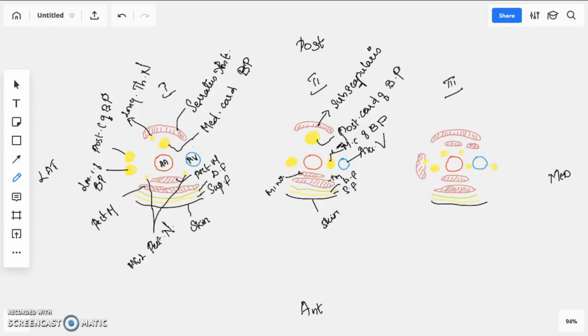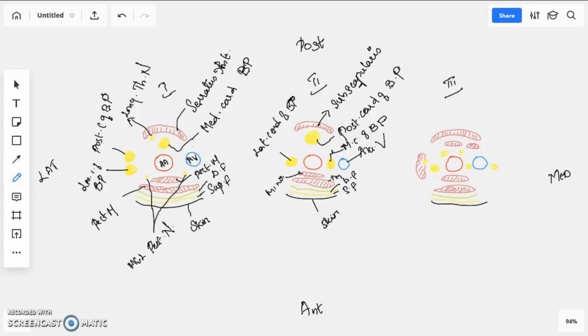The second part is very easy to remember. We have posteriorly the posterior cord of the brachial plexus, medially the medial cord of the brachial plexus. So obviously in the lateral part we will be having the lateral cord of the brachial plexus. That's it. So that's all about the first part and second part of the axillary artery and its relations, where anterior, posterior, medial and lateral relations got over.